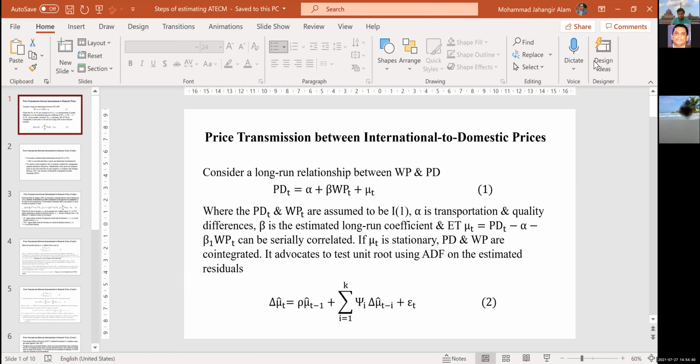The second question, why the first difference, is because this is time series data, and most time series data actually has the unit root problem. What is the unit root problem? It's that the data do not follow stationarity, so it violates the rules of econometrics.